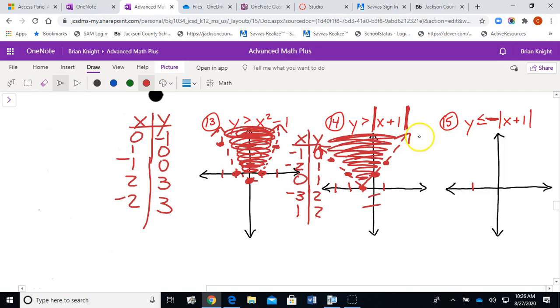Last one, 15. I like 15 because we can basically use the same exact x's, okay? What's the only difference between 15 and 14? There's a negative in front, okay? So we're going to have -1, -2, 0, -3, and 1. And over here where we got 0, 1, 1, 2, 2, it's going to be the same thing, but they're all going to be negative. So we got 0, -1, -1, -2, -2.